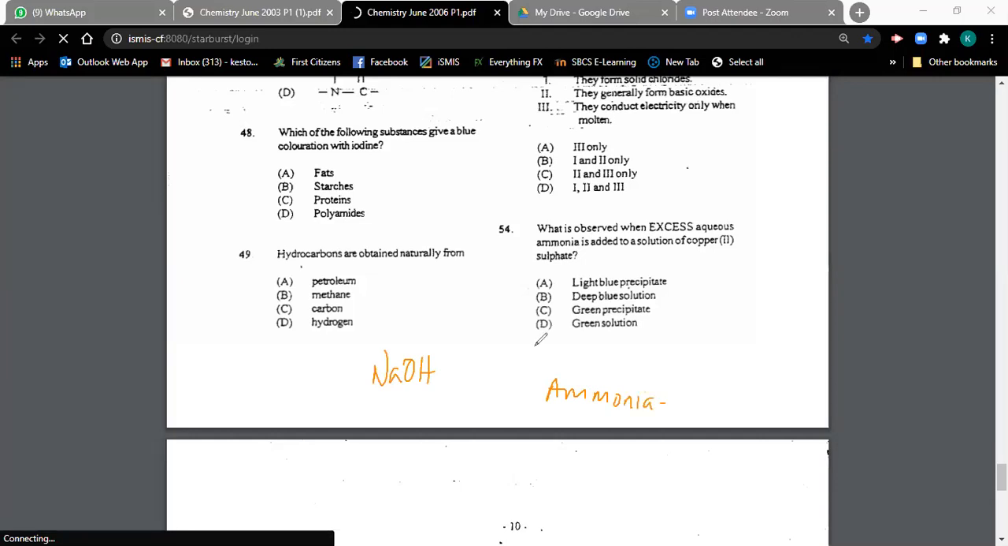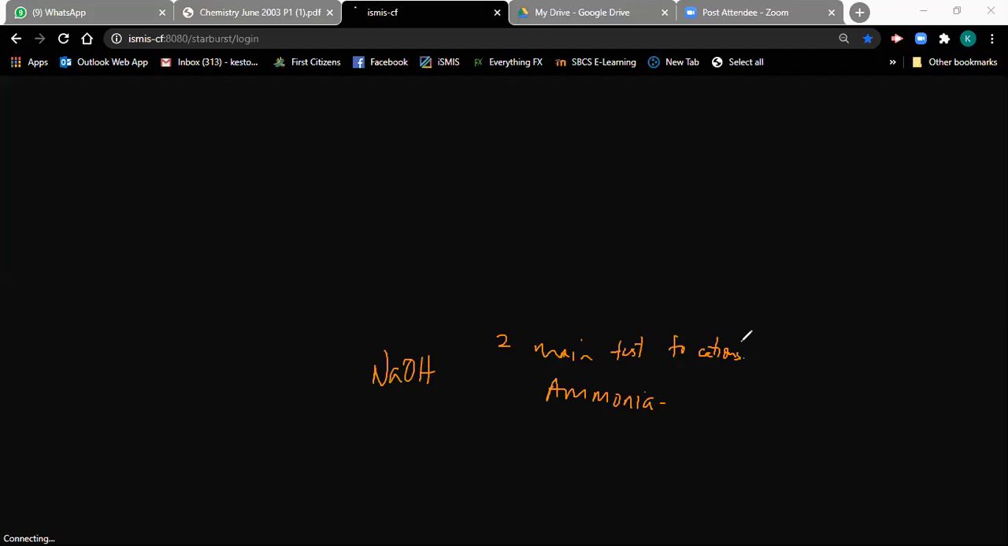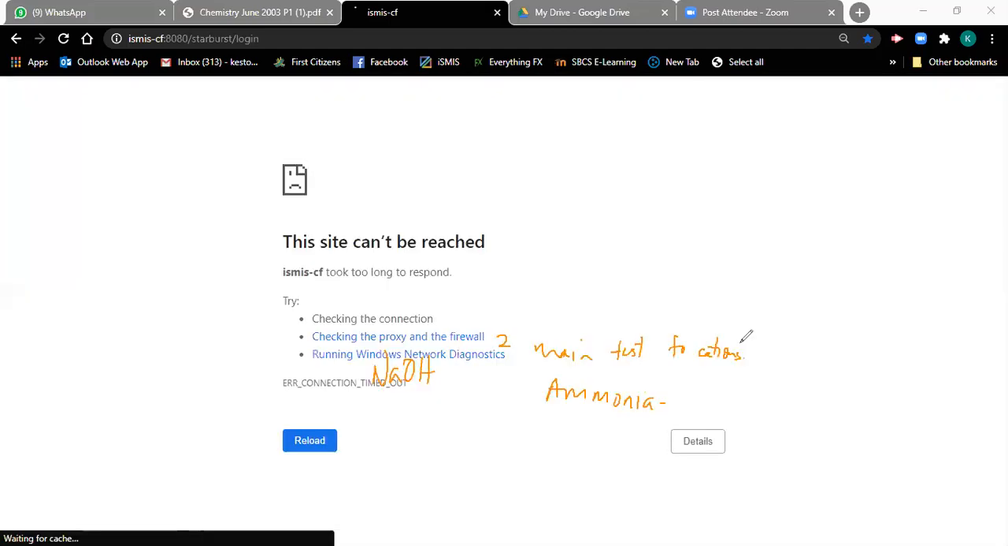There's two main tests to determine cations, right? Did I send it in the group yet? No, I didn't. Send to, what the hell happened there?